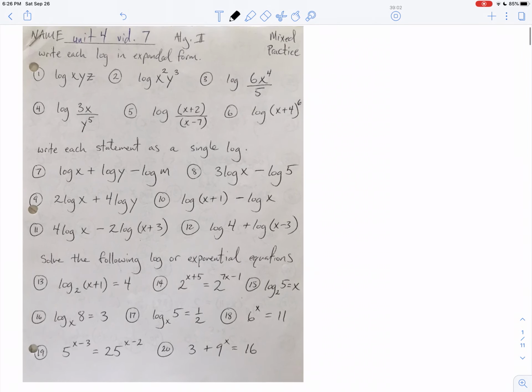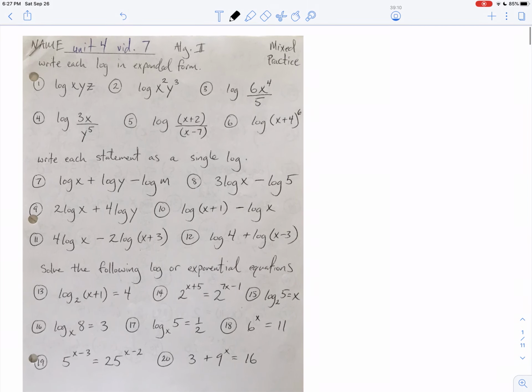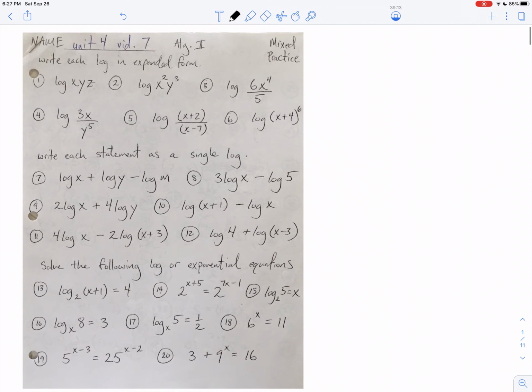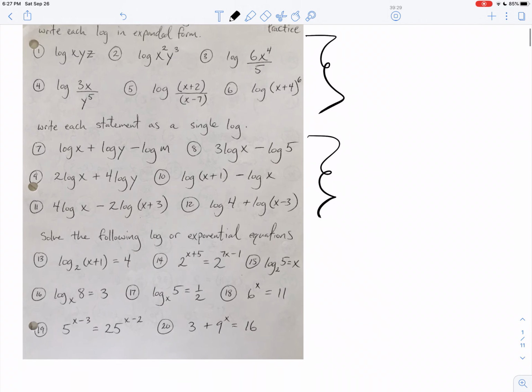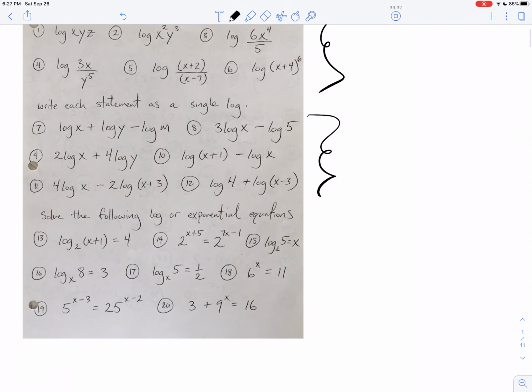So here's what I did. This contains some mixed practice, some review. So guess what? This is just practice with the laws of logarithms right there. This is also practice just with the laws of logarithms right there. But then I wanted to mix this up. Here it says solve the following log or exponential equations.